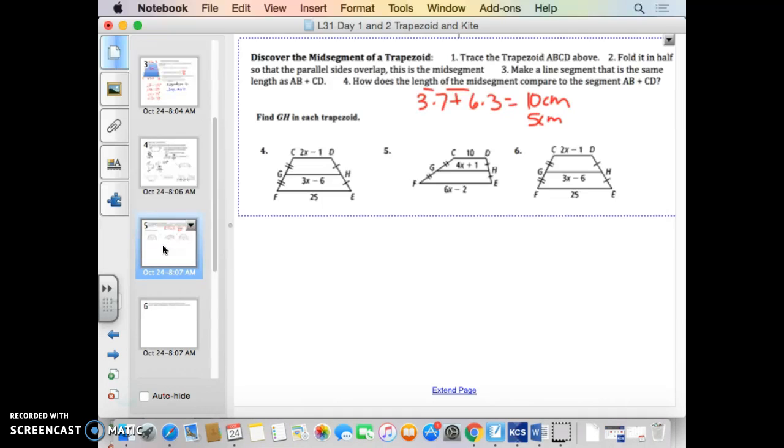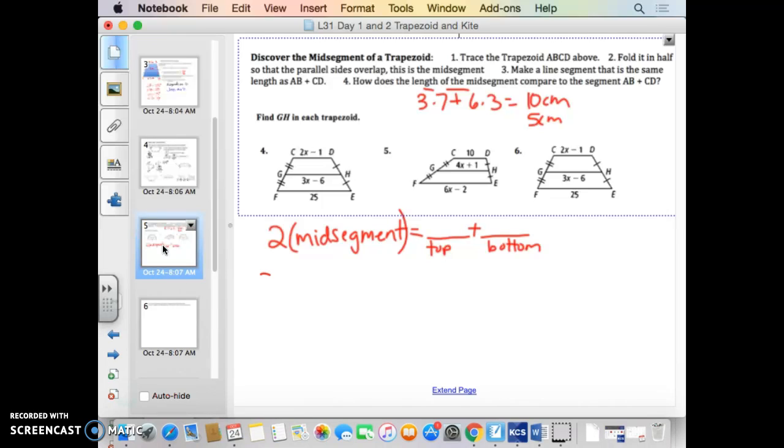So I can conclude that the middle is going to be half of these two added together, or we could say that 2 times the mid-segment equals the leg plus the other leg, okay, or the top plus the bottom, I guess I'll just call it. The top plus the base, all right? So 2 times the mid-segment is going to equal the top plus the base.